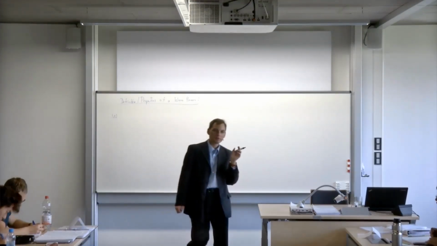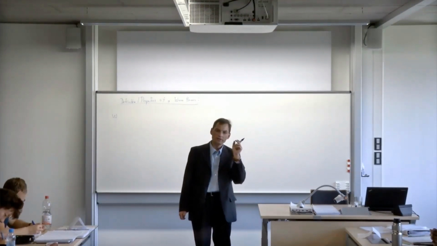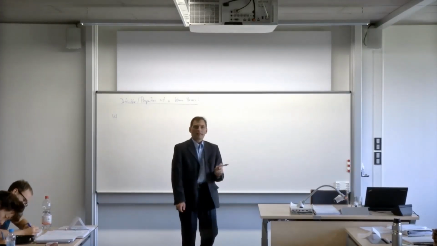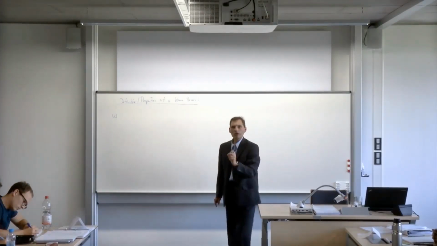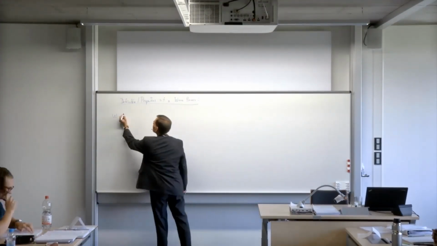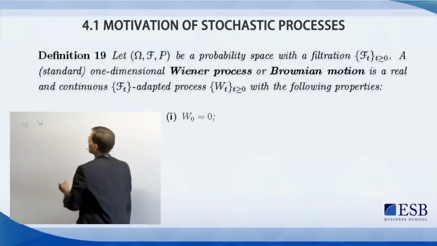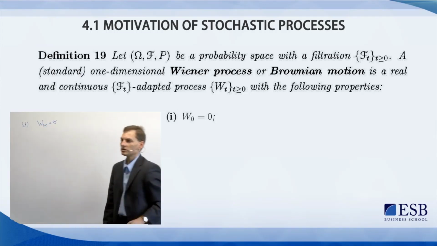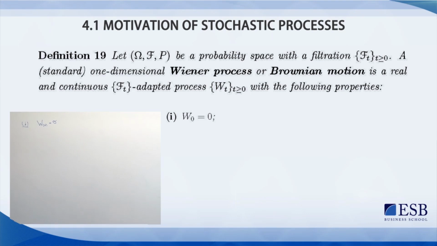if you remember what I showed you in the beginning, these graphs, right, these simulations, then both curves I showed you started in 0. So the first property is that we assume that my Wiener process at time 0 is 0. So it starts in 0.